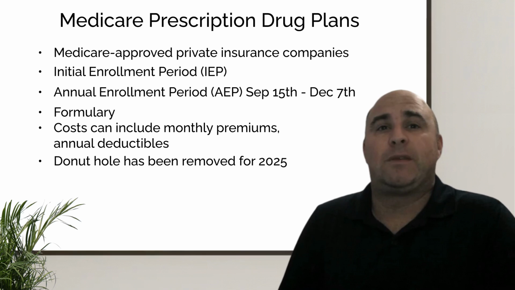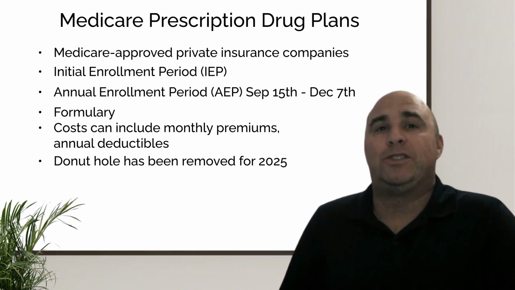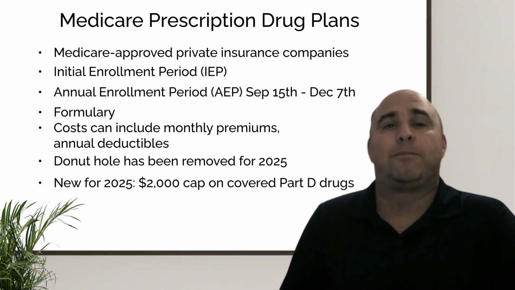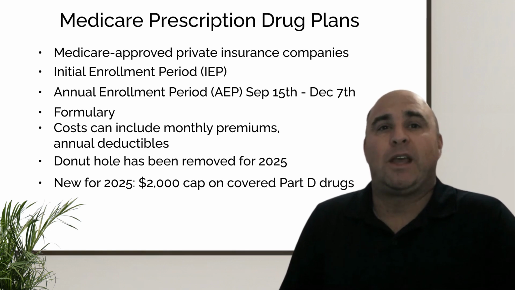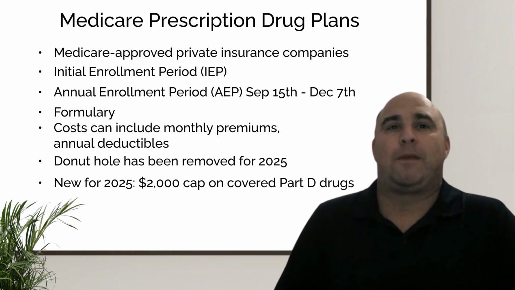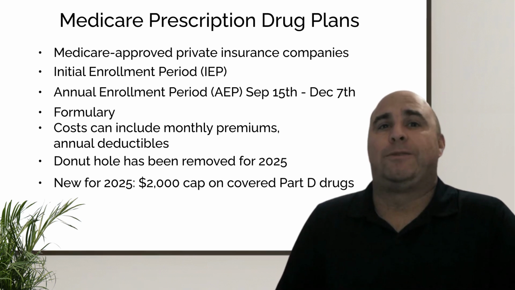There are now 3 Part D prescription drug coverage stages: an annual deductible stage, an initial coverage stage, and a catastrophic coverage stage. Catastrophic coverage, new for 2025: $2,000 cap on covered Part D drugs. All Medicare plans will include a $2,000 cap on what you pay out of pocket for prescription drugs covered by your plan. If your out-of-pocket spending on covered drugs reaches $2,000, including certain payments made on your behalf, like through the Extra Help program, you'll automatically get catastrophic coverage.